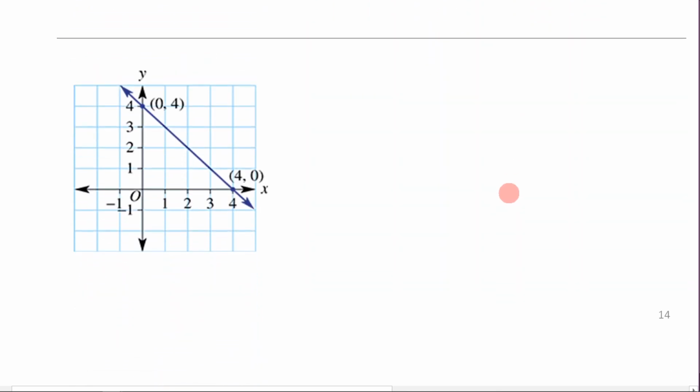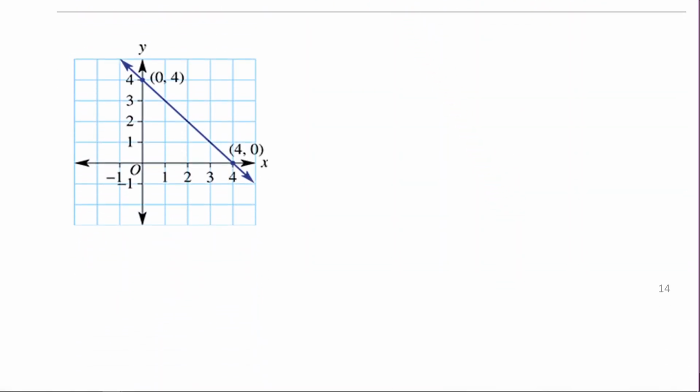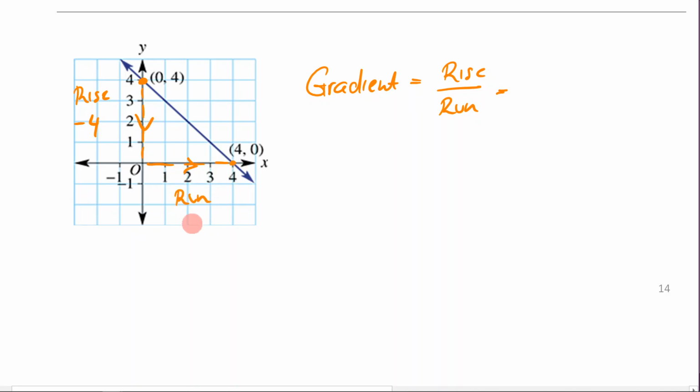Again, pause the video and see if you can do it for yourself. I'm finding the gradient. I know that my gradient is equal to the rise over run. I'm going to take this point and this point. Now, my rise here, I'm going to say it's -4 because it's going down -4. And then it's going across a run of 4.